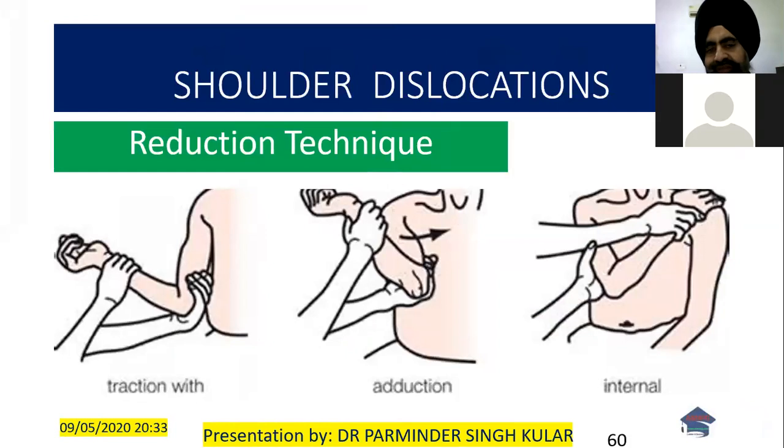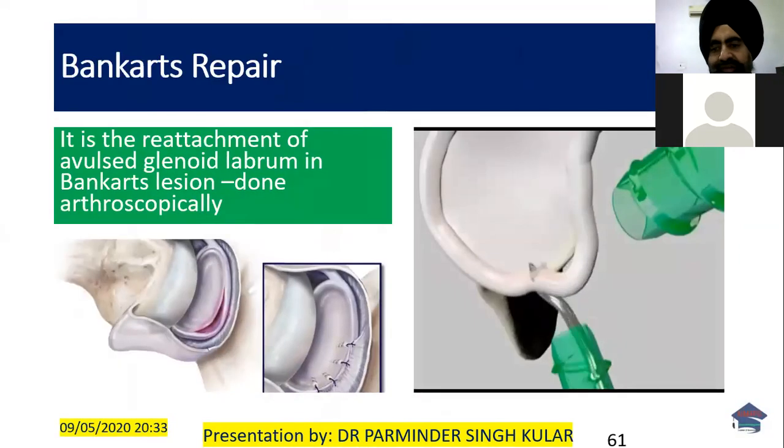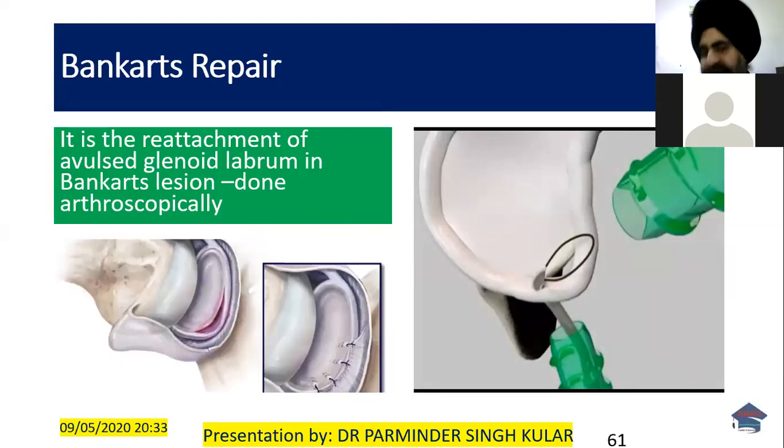These are the movements for the reduction of the shoulder. This is the common Hippocratic maneuver. We rotate the shoulder externally. The trick is we stretch the subscapularis tendon, and on stretching it, using the leverage, we reduce the shoulder. And this is how the Bankart lesion is repaired arthroscopically.